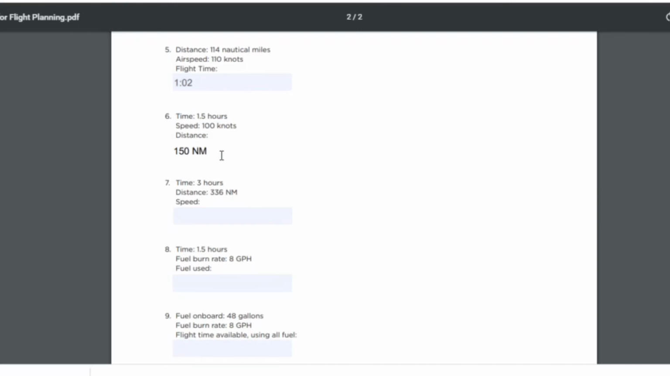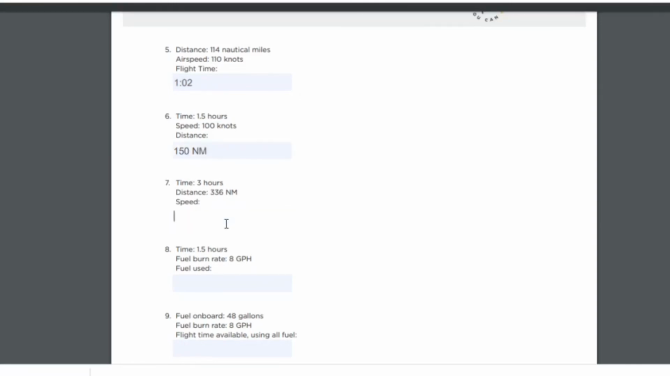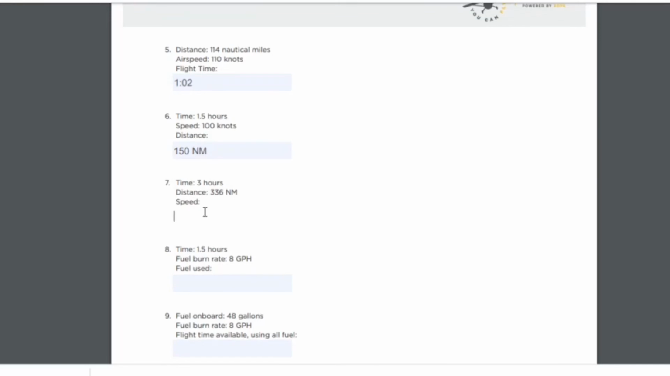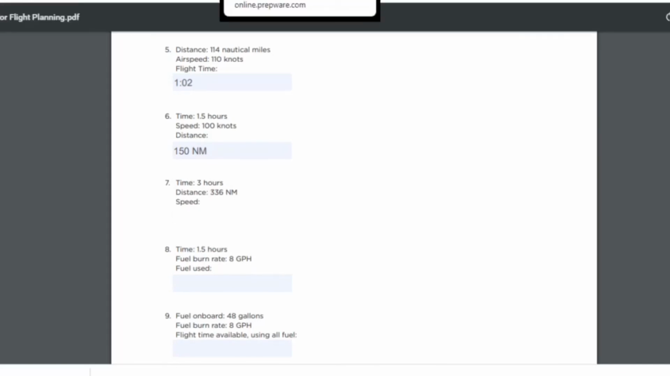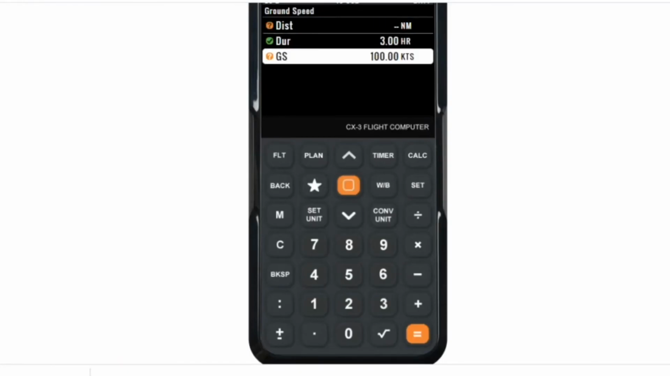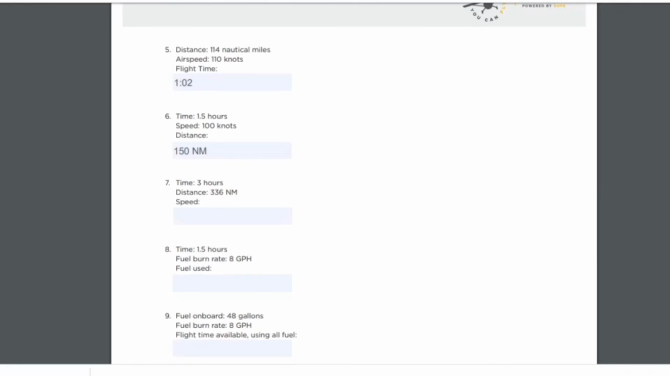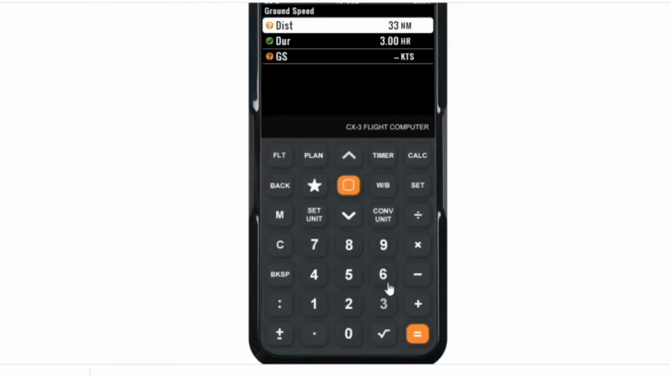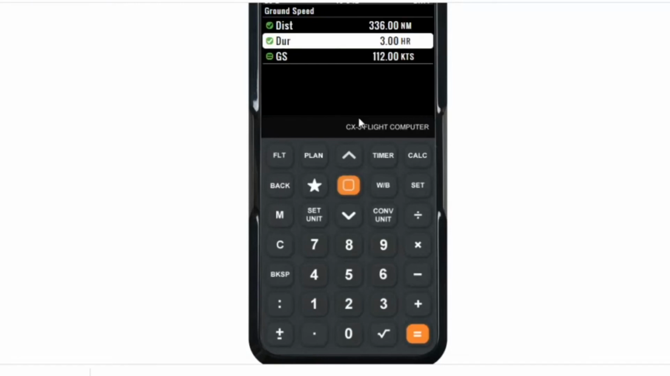Question 3, the time, speed, and distance question here. You just keep typing these in. If you're going to be going for 3 hours, and it says that you're covering 336 nautical miles, you get a ground speed of 112 knots.